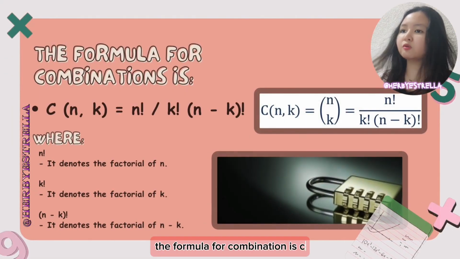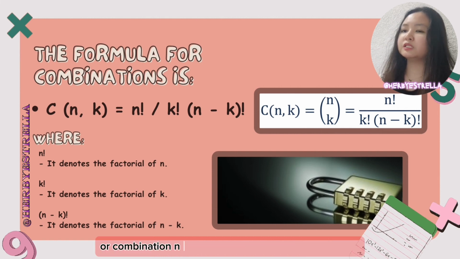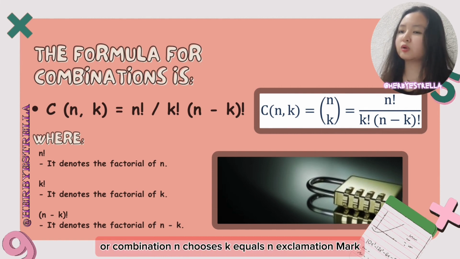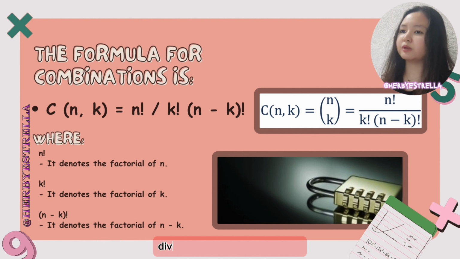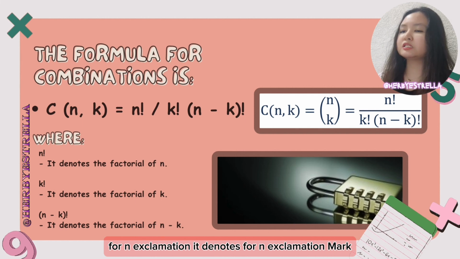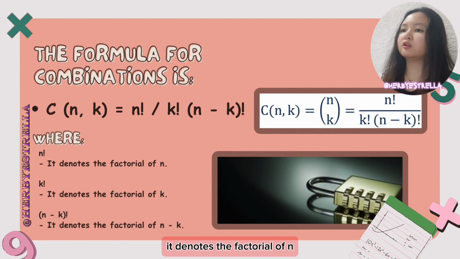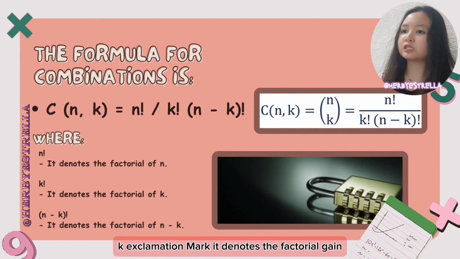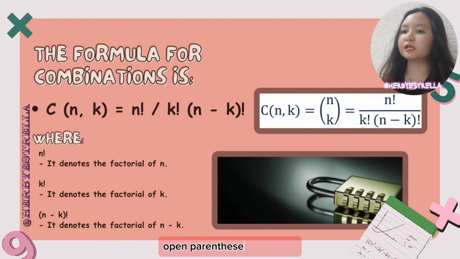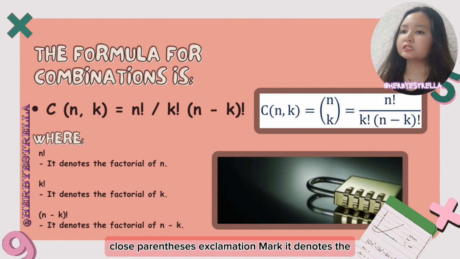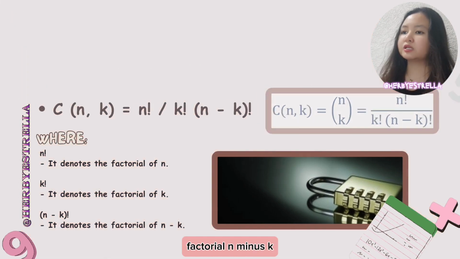The formula for combination is C(n, k), or n choose k, equals n! divided by k!(n minus k)!. Here n! denotes the factorial of n, k! denotes the factorial of k, and (n minus k)! denotes the factorial of n minus k.